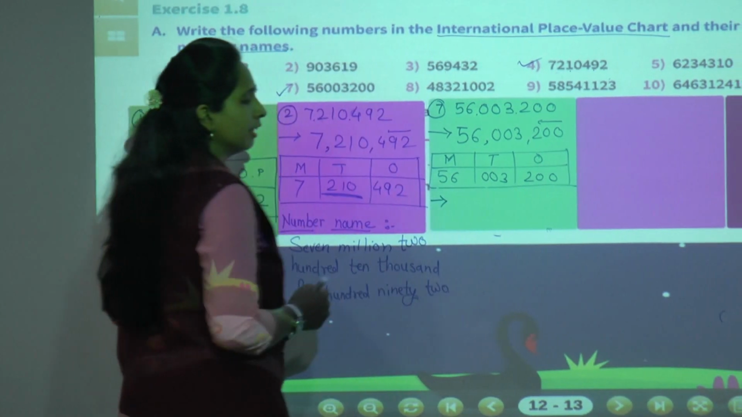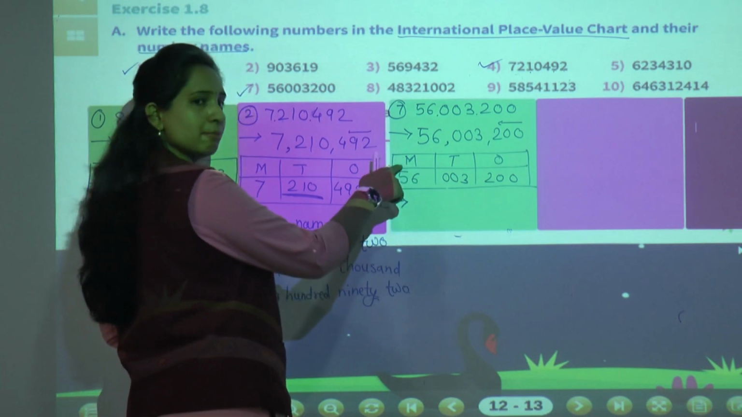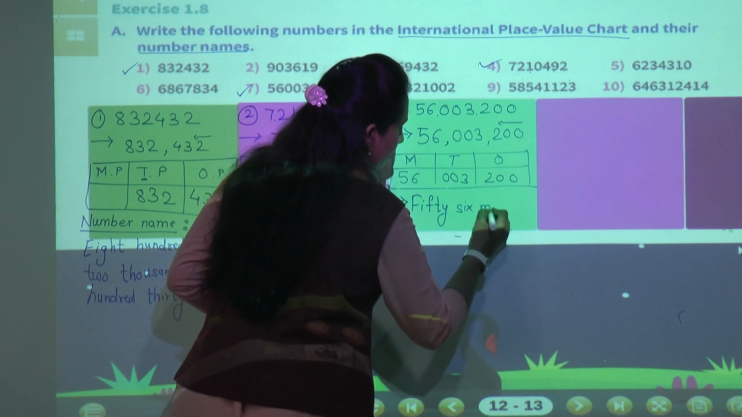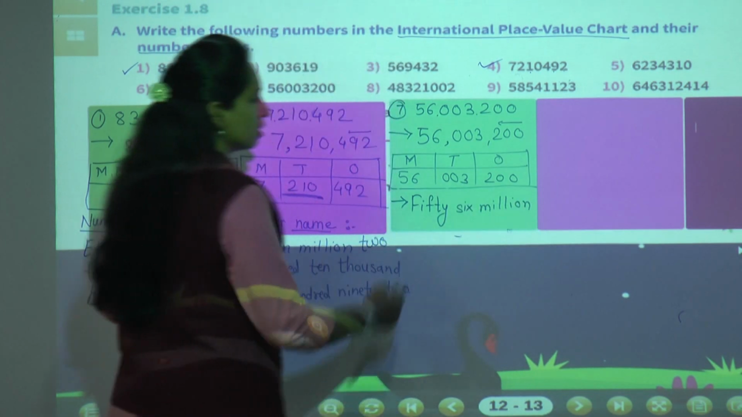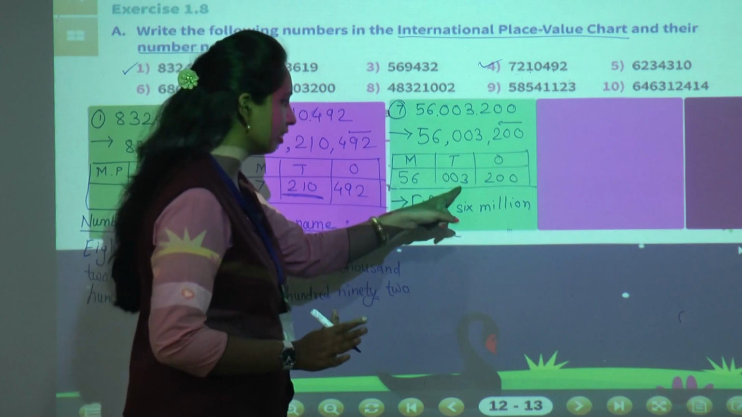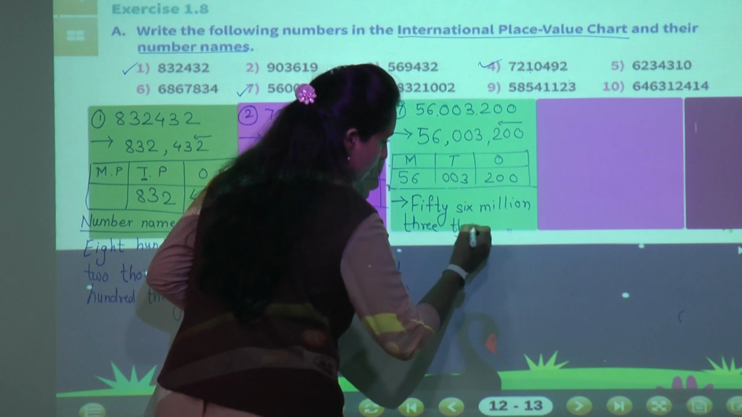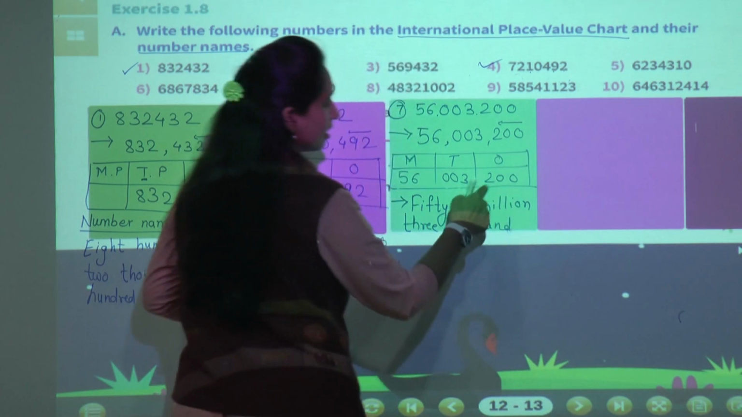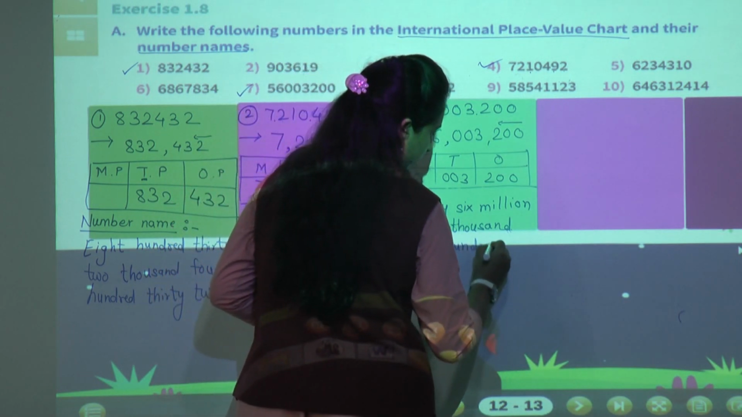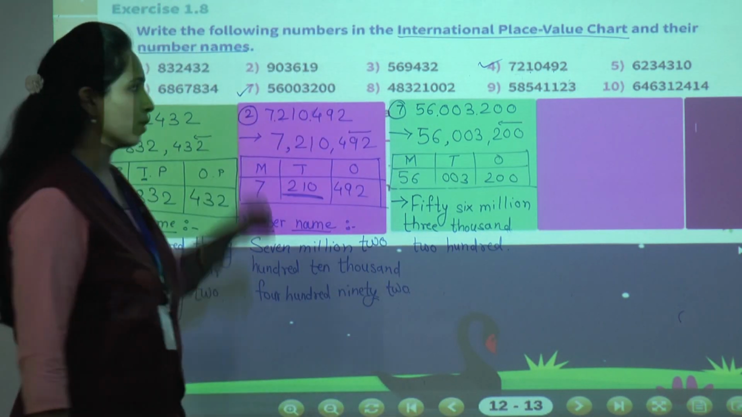Now I will write the number name. Now read as this number is 56 million. So write here 56 million. Now see 003. How will we write 003? No, only 3. 3000. So write only 3000. And last is 200. Clear? Easy? Yes, very easy. Now we have solved the 7th one.